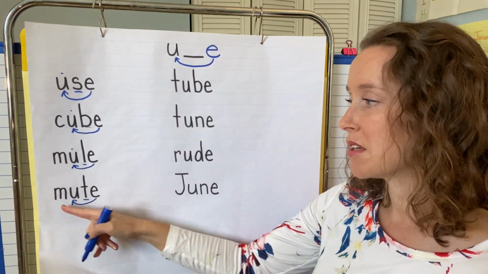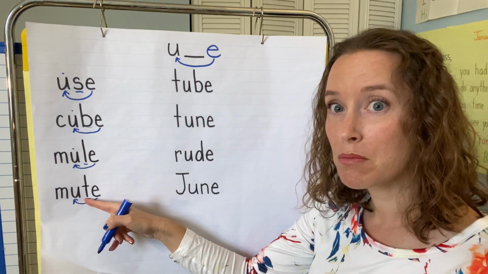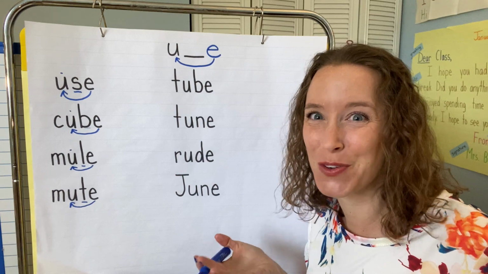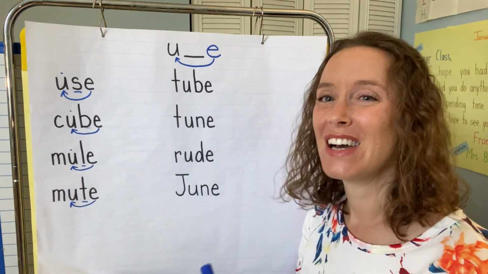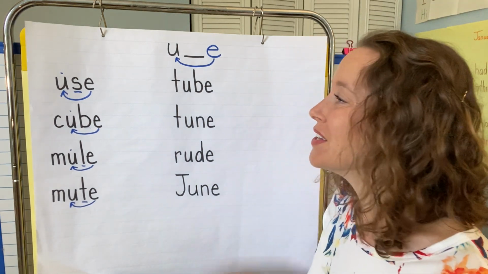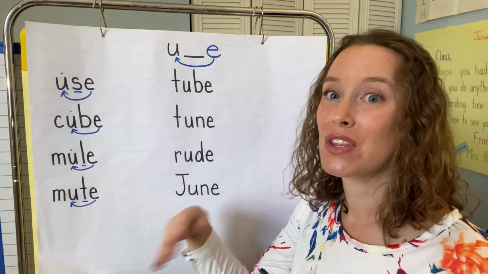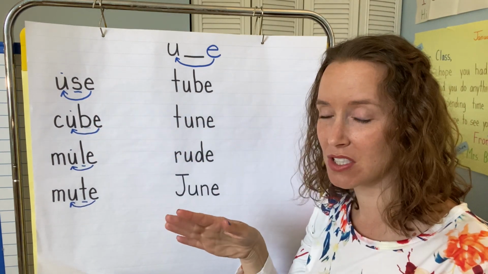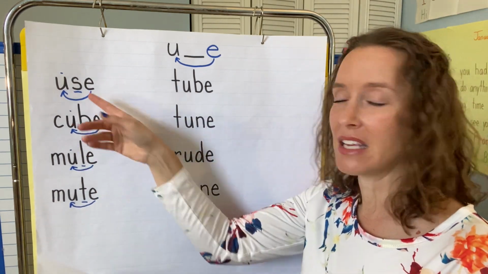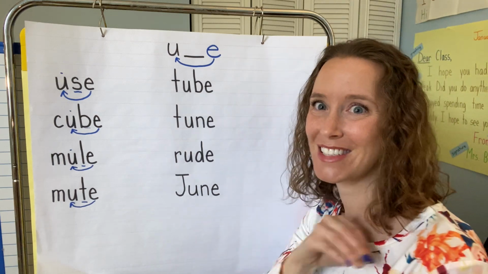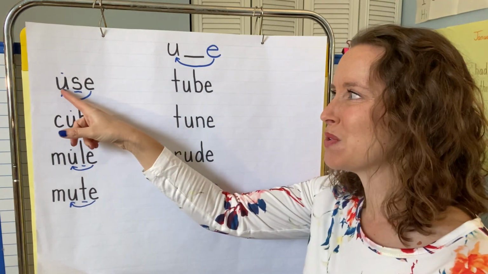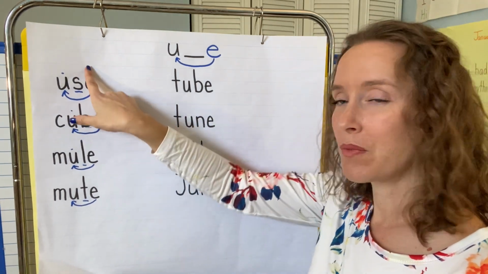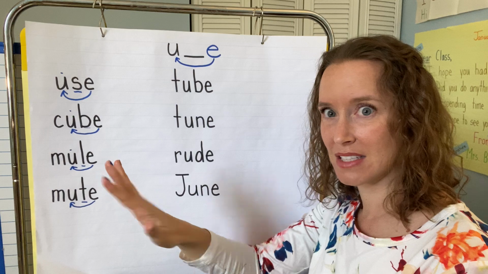Mute, mute. You guys know how to mute because we've been doing it on Google Classroom, right? Mute yourself or unmute yourself, right? On the computer. Very good. So in all these words, the U is saying its name. It's saying you. And the E, just like we've talked about with the other vowels, that's the end of its job. We don't hear it. It doesn't say anything. It's not use, no. It's just use. The E, right? Once it does its job, it's done.